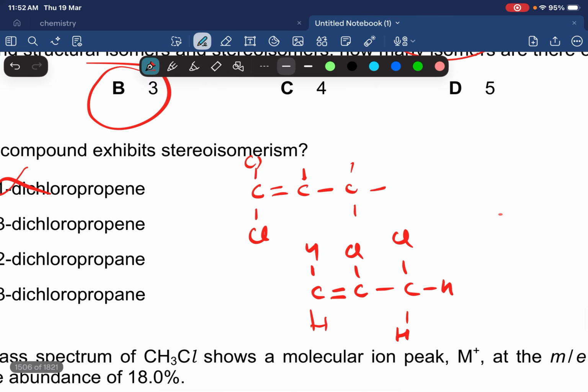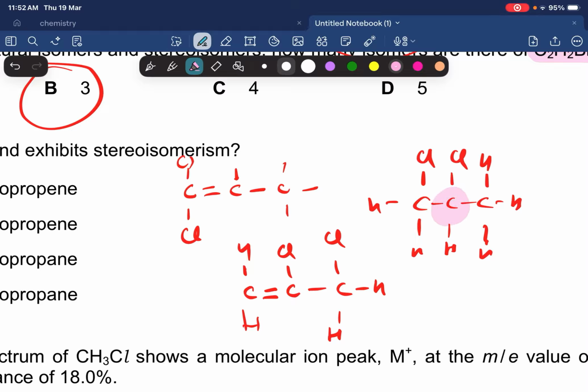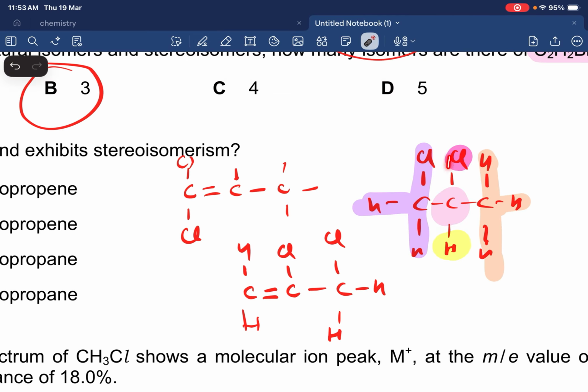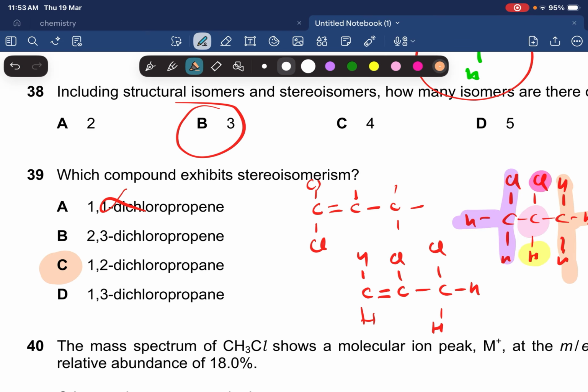1,2-dichloropropane. 1 chloro, 2 chloro. Yes, this is going to show stereoisomerism. Why? If you've studied enough, you should know this. Can't you see that this carbon is chiral? Above it has one chlorine, below it is one hydrogen, on one side it is CClH, and on the other side it is CH3. So it has four different groups. Got it? So this is correct.